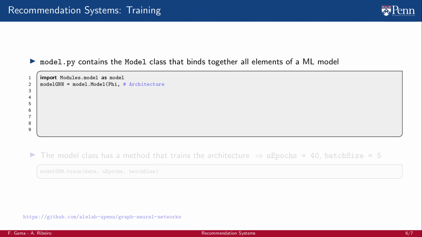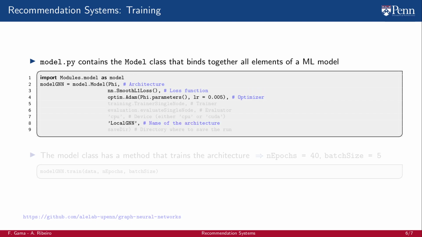Now that we have the specific architecture design that we will use, we need to train it. This can be conveniently done by using the model class provided in model.py. This class creates a machine learning model, that is, it binds together the architecture, the loss function, a smooth L1 loss in our case, and the chosen optimizer, an Adam optimizer with learning rate 0.005 for us. It also lets us give a name to the architecture.